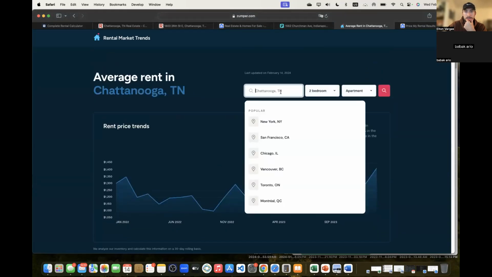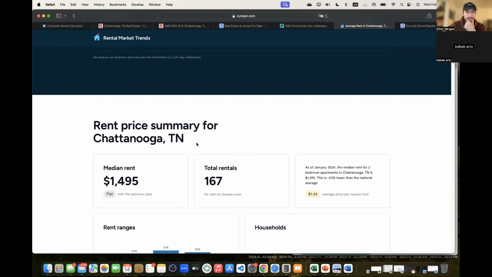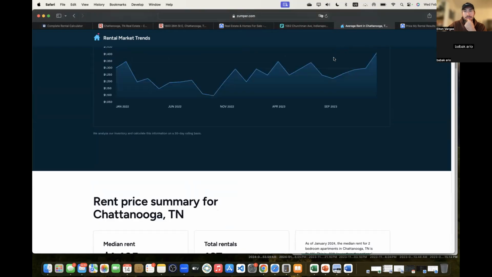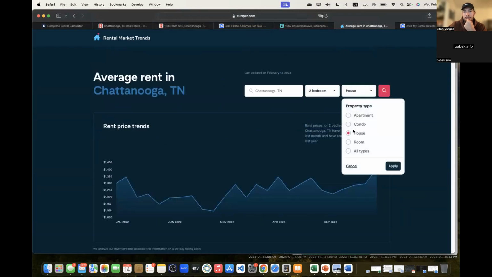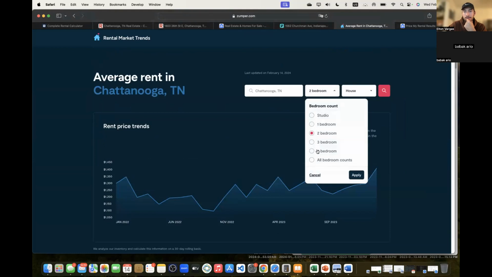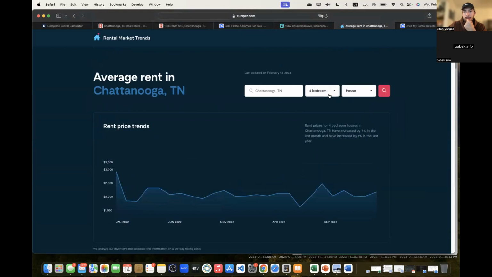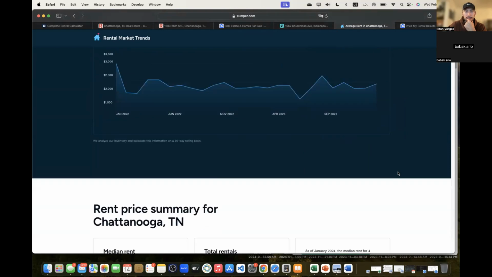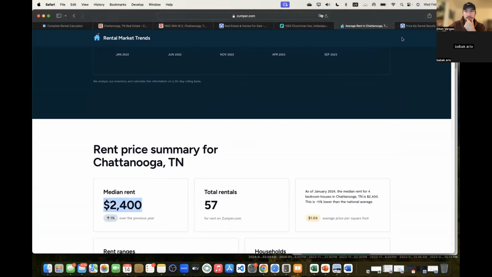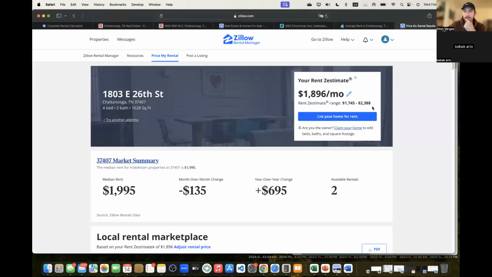Does it let me do a zip code? Oh no, it doesn't. I don't think this is right. Let me check out the home. Let me check out the house. What was it? A 4-bedroom? 4-bedroom, 2,400. And this is telling me 20. Okay, so it is roughly right.